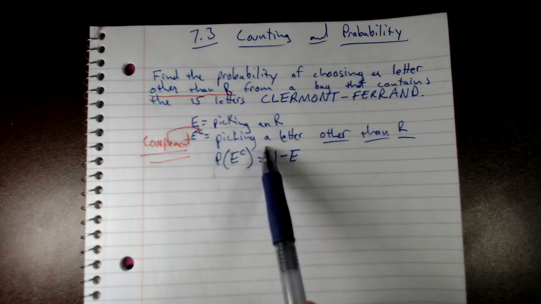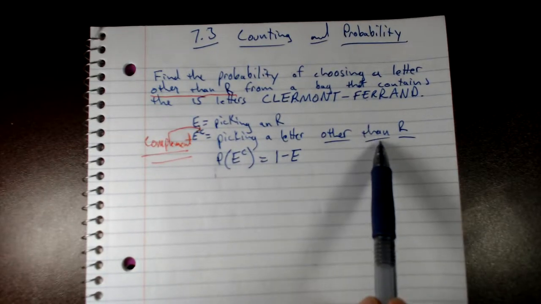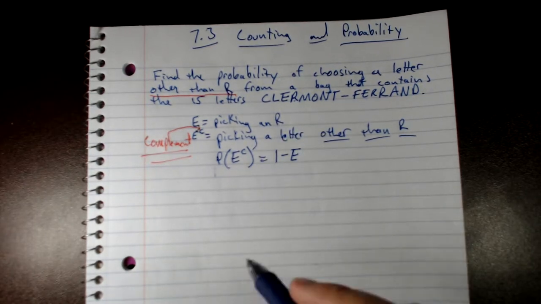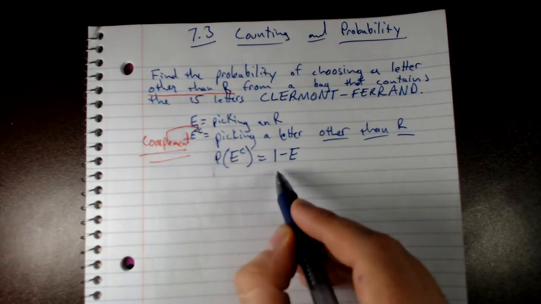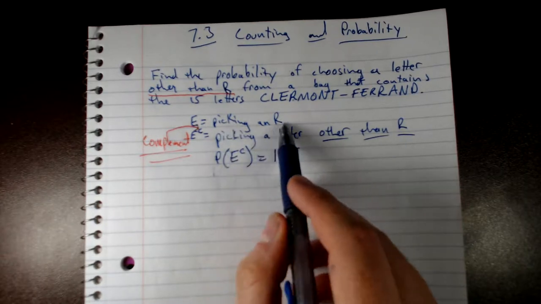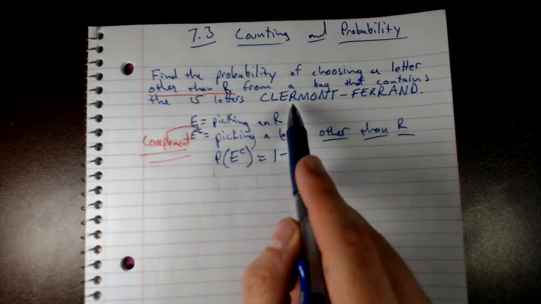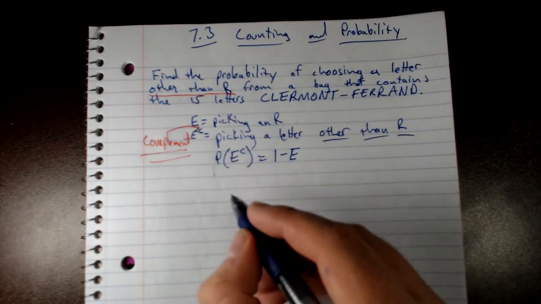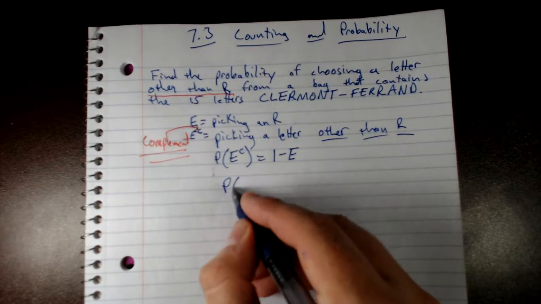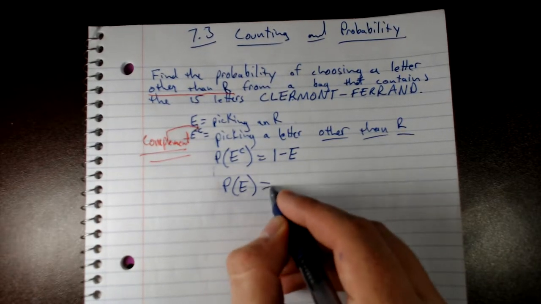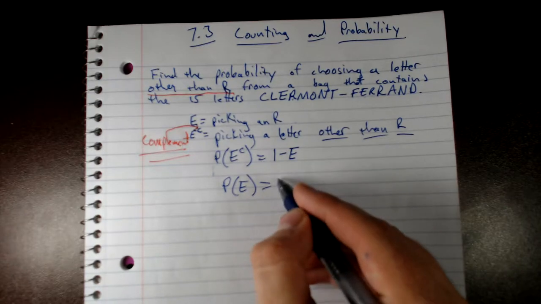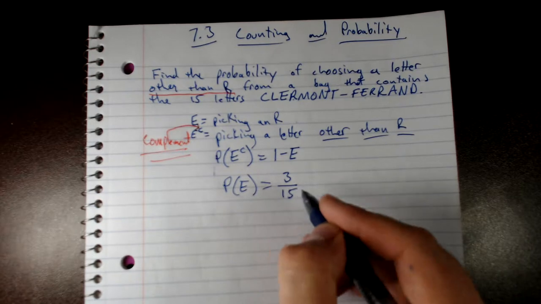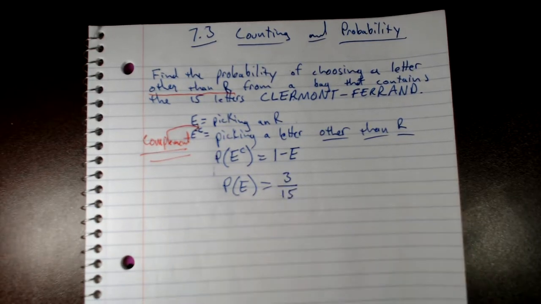We could count all the letters other than R here. So 1, 2, 3. This is going to take some time that I don't have. Rather, we can figure out all the ways to pick an R. How many R's are there? There are 1, 2, 3 R's. So the probability of picking an R is 3 out of a total of 15. 3 R's out of the total.